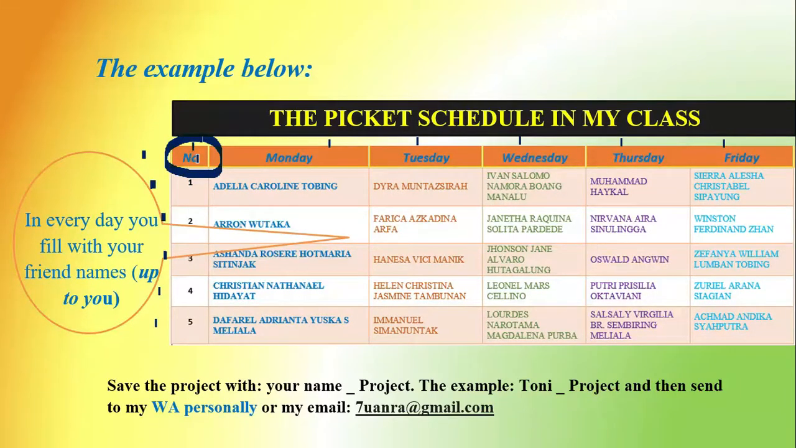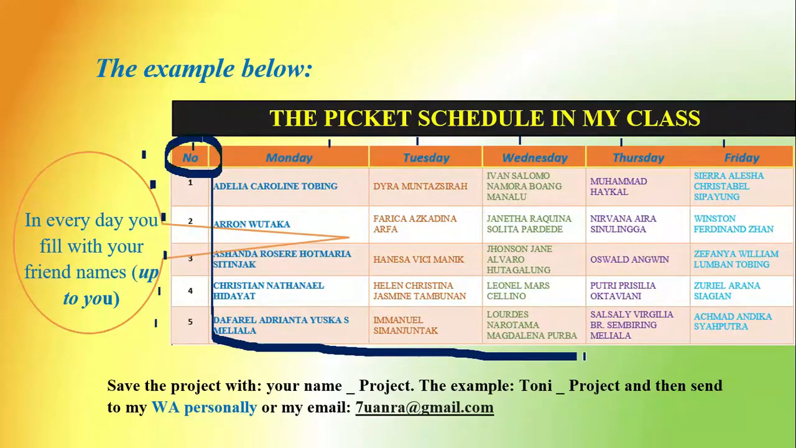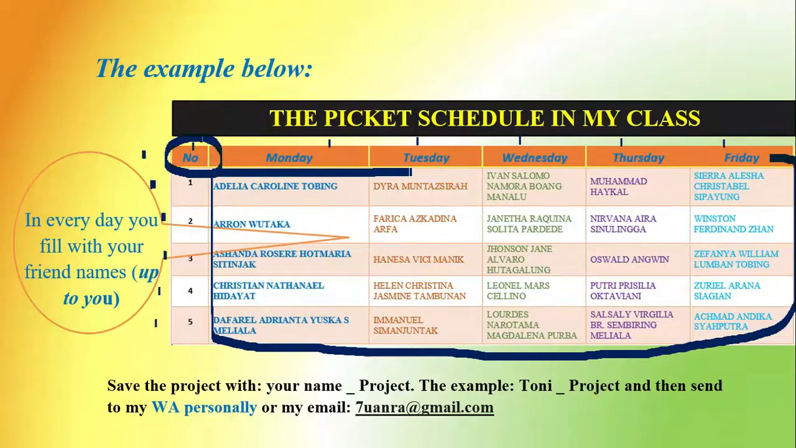You make the first column number and the second Monday, Tuesday, the third, the fourth Wednesday, the fifth Thursday, and the sixth Friday. And here the names of your friends, ya, nama-nama teman kalian ini terserah kalian. Boleh kalian buat sendiri, ya. Dan susunannya the arrangement is up to you ya kid, terserah kalian juga.